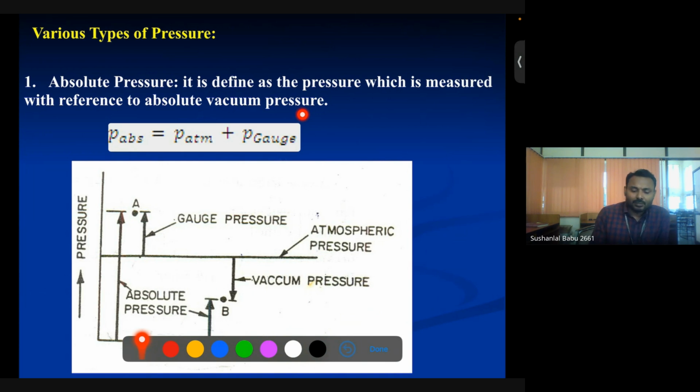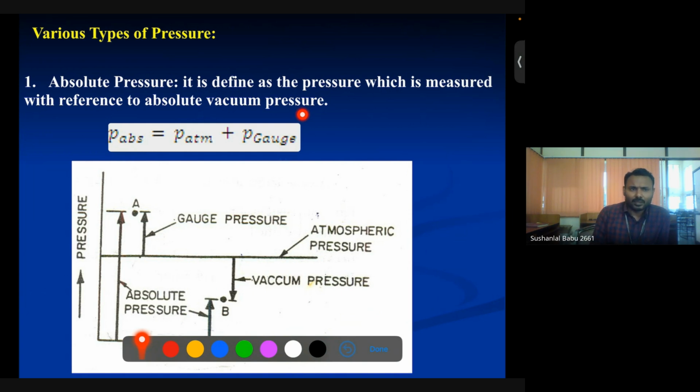Okay. So there are two types of pressure: one is gauge pressure, one is vacuum pressure. What is gauge pressure? Then what is vacuum pressure? Gauge pressure means something we measure just above atmospheric pressure. We are keeping atmospheric pressure as a reference or datum pressure. Then we see how much higher it is than the atmospheric pressure.